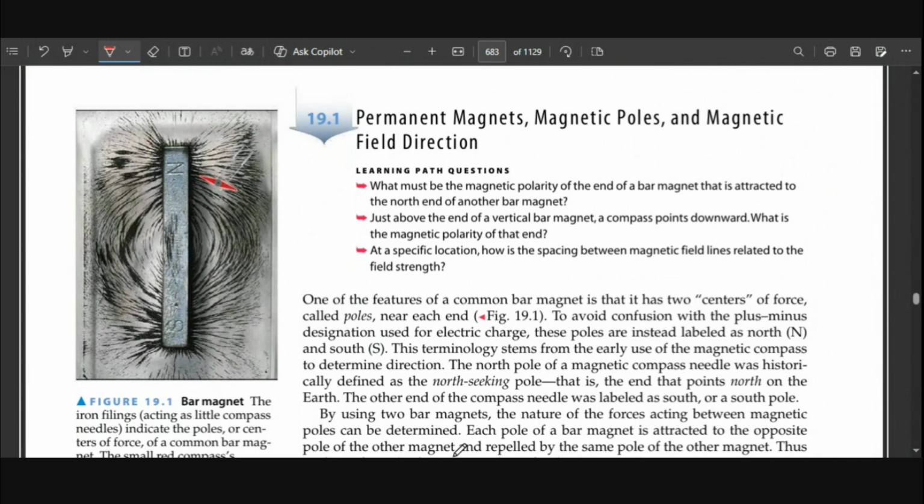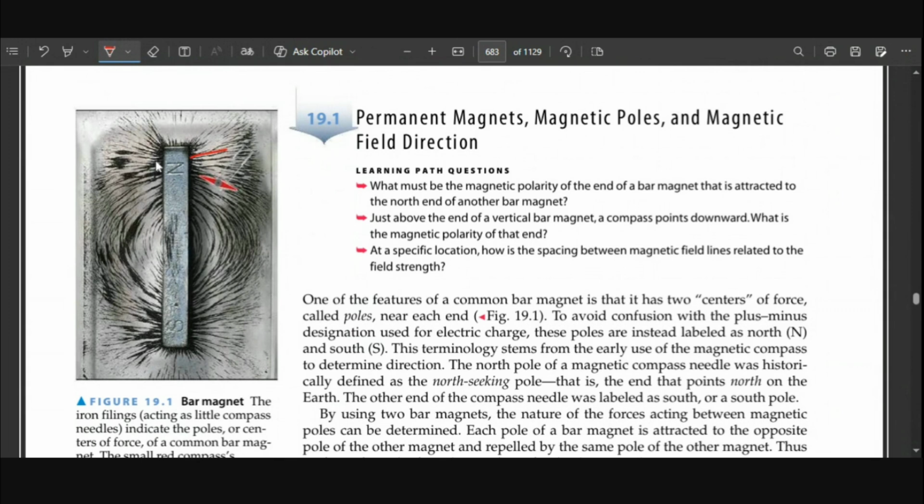We observe that the iron powder is not placed randomly. It has reorganized itself, and it has reorganized in this way. So this particular diagram becomes the foundation, or the first basic idea about field lines: how magnetic field lines look like, and how we can actually observe them.